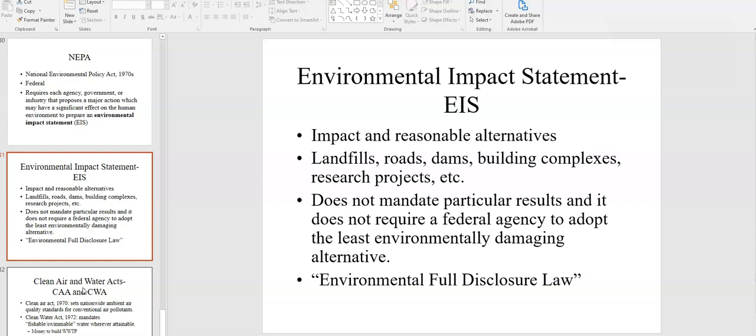But the government agencies mandate particular results, and it does not require federal agencies to adopt the least environmentally damaging alternative. One of the things that happens, especially when people are fighting these large-scale operations, is they say, well, it's causing environmental damage. Well, it doesn't have to do the least environmentally damaging thing.